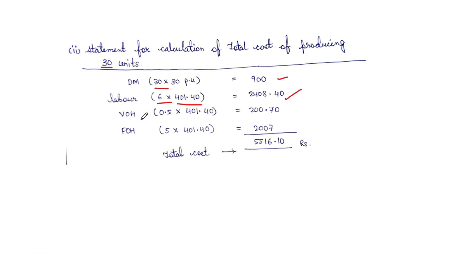Now variable overhead, 50 paise per hour. So total hours is 401.40 and 50 paise. So our total variable overhead is 200.70. Now fixed overhead. So 5 rupees is the fixed overhead and 401.40 is the total hours. So we will multiply both, we will find 2007 rupees. So total cost for 30 units is 5516.10 rupees.